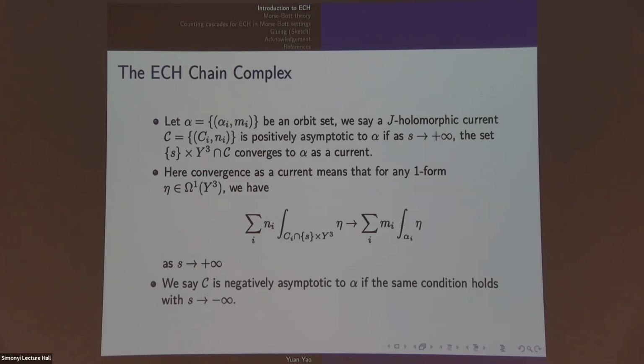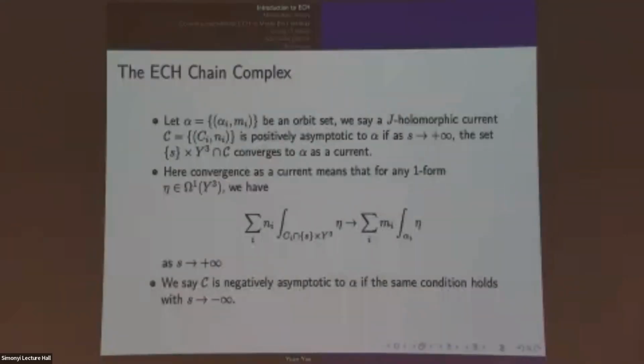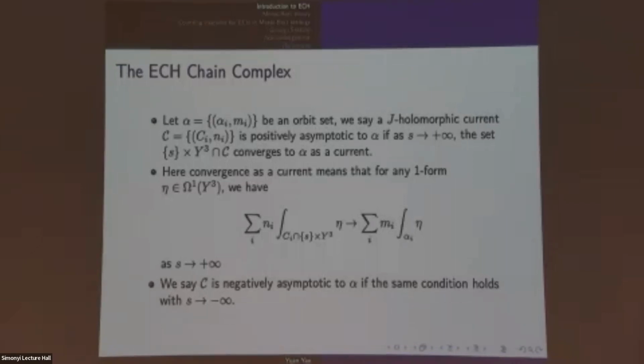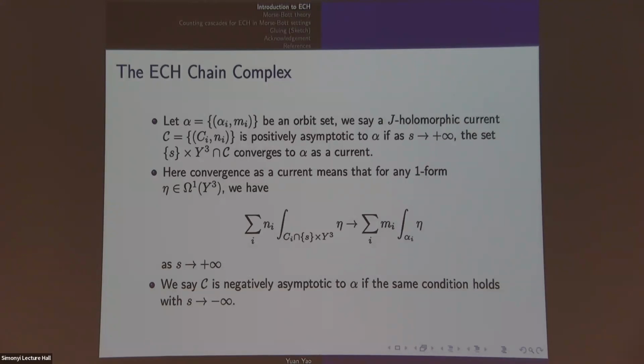And there's a similar notion for being negatively asymptotic to an orbit set. And this is the only way we'll talk about, in ECH, how J-holomorphic currents can talk to periodic orbits. It's convergence as currents.